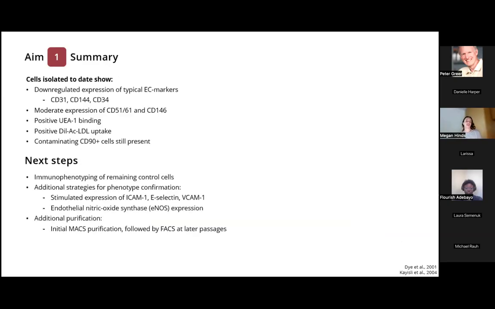So next steps involve immunophenotyping the remaining control cells, as well as implementing additional strategies for phenotype confirmation. So different things like stimulating the expression of ICAM, E-selectin, and VCAM, which will be expressed on the surface of endothelial cells following exposure to cytokines like TNF-alpha. And then endothelial nitric oxide synthase is a pretty across-the-board universal endothelial cell marker that can be used. And then additional purification, maybe using a FACS method after the initial MACS purification.